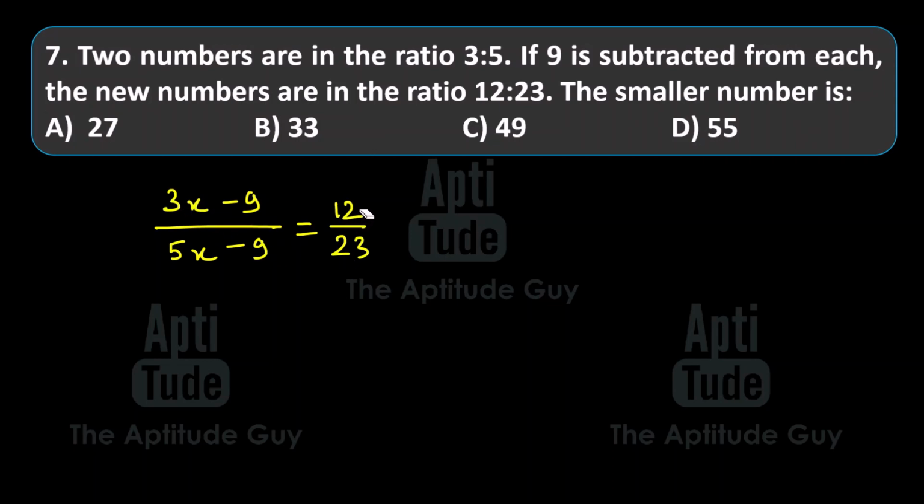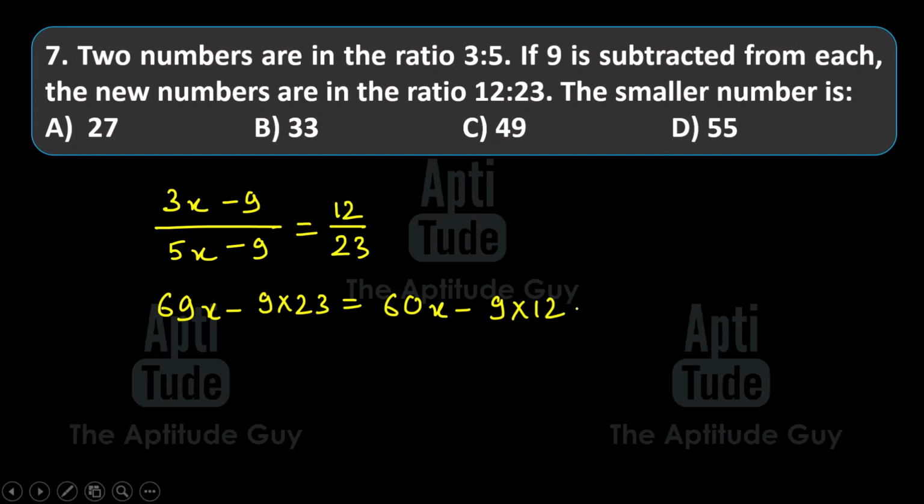Alright, let's cross multiply. We have 23 into 3, that is 69x minus 9 into 23. This is equal to 5 into 12 is 60x minus 9 into 12. Now if you notice one thing, I did not write the product of 9 into 23 and 9 into 12. Does it mean that I am an idiot and I do not know 9's table or how to multiply with 9? Absolutely not. I know that later in the solution I can take 9 common for both of them. So I don't really need to multiply them. That is why: keep the numbers small. That way it will be easier for you to calculate.